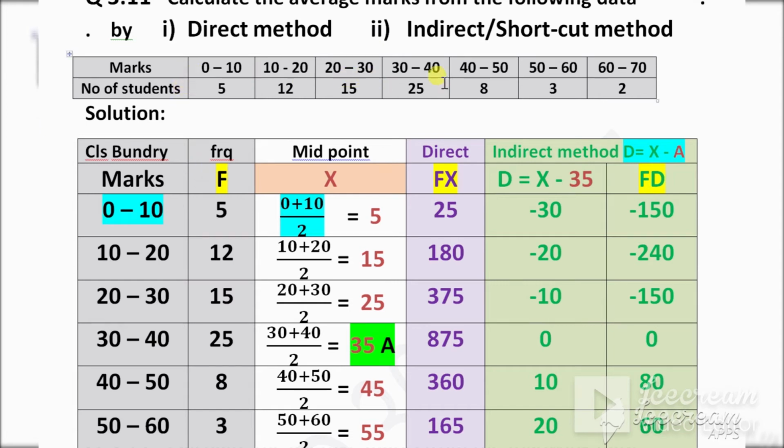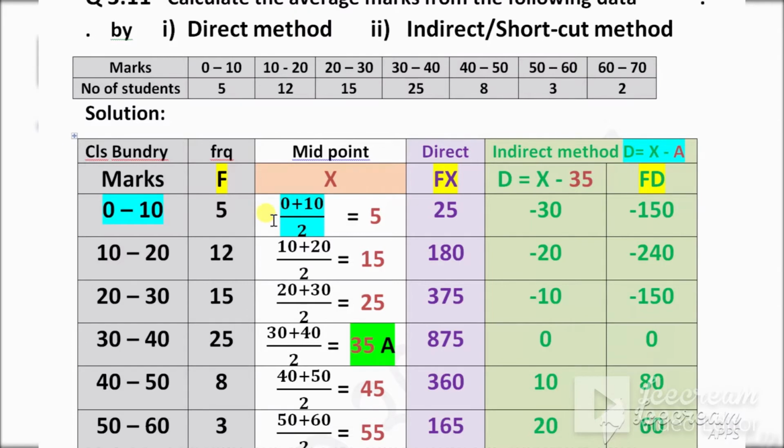So write the question material as it is in the first two columns. Always write the question material as it is in the first two columns. Then the next column you will calculate according to the formula or according to our requirement. So our first requirement is the direct method.